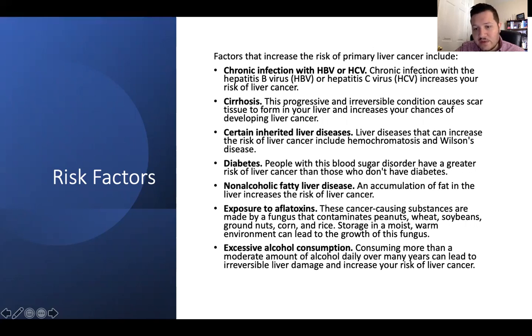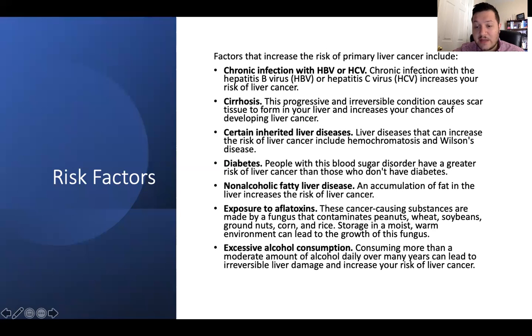I thought this was kind of new to me. I did not know about this one, but it's very interesting that it can happen. So it's a type of fungus that can grow on crops such as peanuts, wheats, and soybeans, groundnuts, corn, and rice. And if it is stored in a moist and warm environment, those can actually grow. And when they're ingested, it could potentially lead to cancer in the liver. Very rare, not very common in the United States, but it's mostly common to other regions of the world that tend to be underdeveloped.